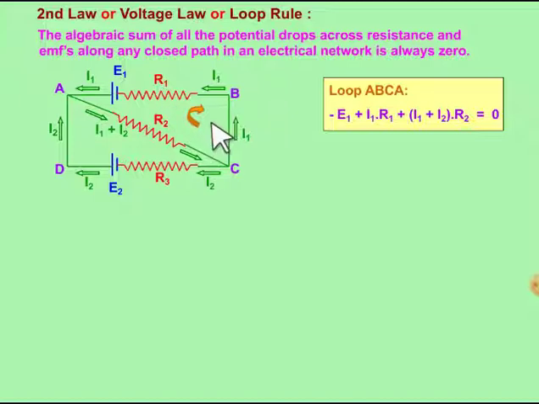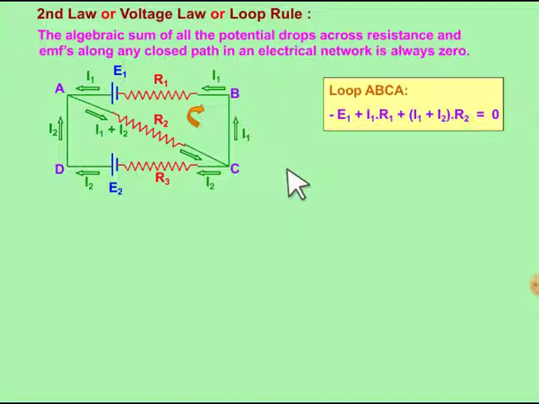I'm telling you again, if the potential falls along the direction of the current, then we have to assign negative. Falling means negative. And if the potential rises, that means along the direction opposite to that of the current, from low to high, then we have to assign positive. Because potential rises from low to high. In that case we take the potential drop across that resistor as positive.